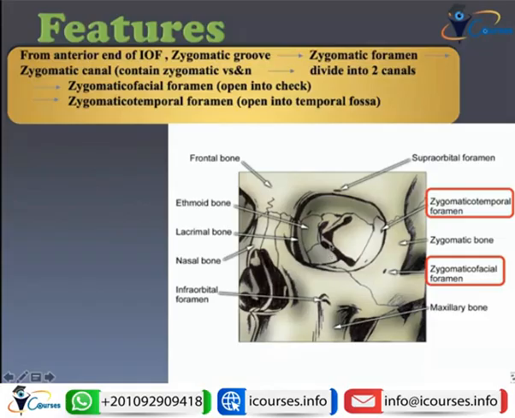So again, from the inferior orbital fissure, we have the zygomatic foramen. It will then make a canal, forming the zygomatic canal, that will transmit the zygomatic vessels and nerve. These vessels and nerves will divide to arise on the face through the zygomaticofacial foramen and into the temporal fossa in the form of zygomaticotemporal vessels and nerves.